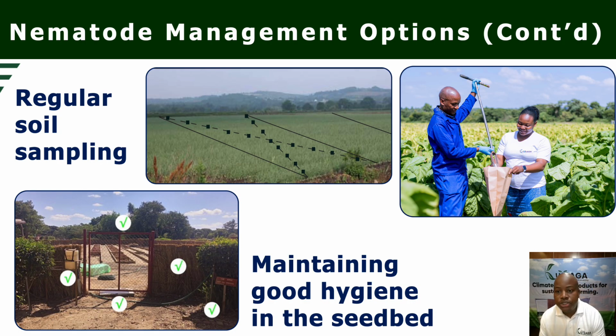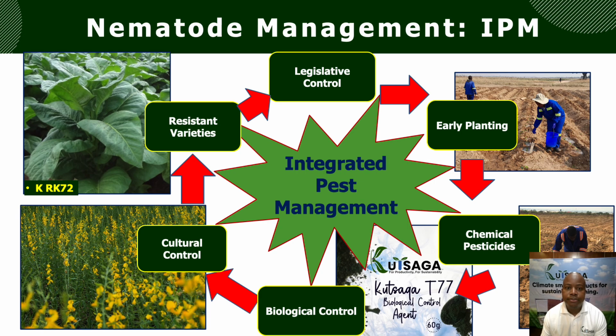Regular soil sampling during the season is also important. If you collect a soil sample at mid-season, it will help you to keep the nematodes in check. It's also important to maintain good hygiene in both the seedbed and in the lands to ensure that the nematode population pressure is reined in.